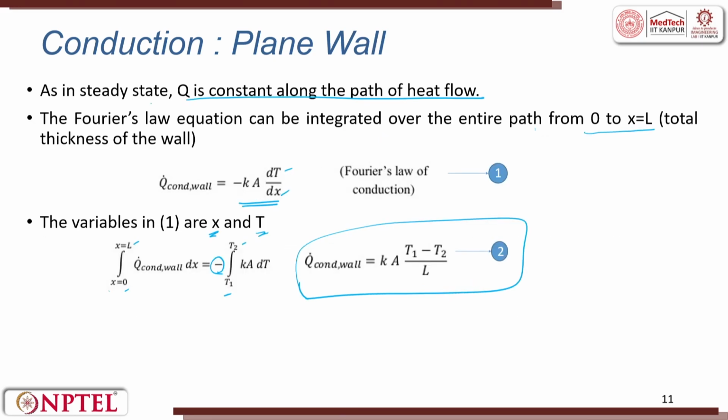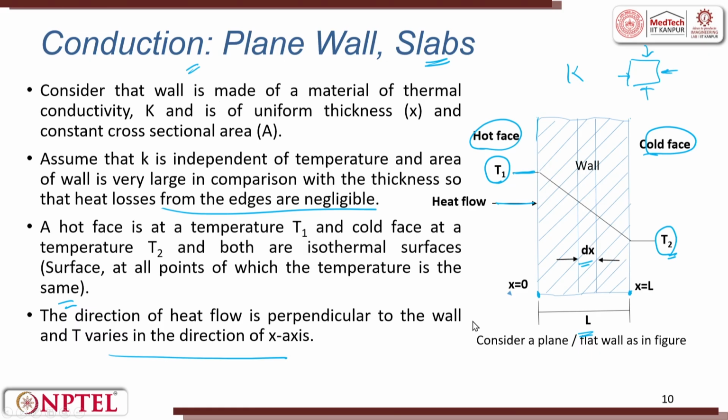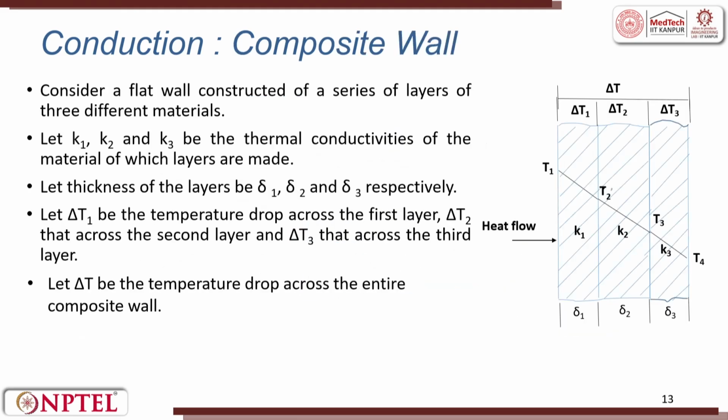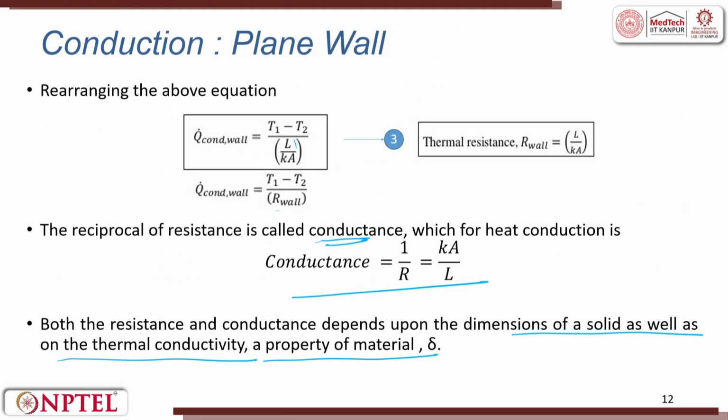So, what did we try to find out? We used Fourier's law, which we studied. We were trying to take a wall or a slab. We were trying to measure the temperatures T1, T2 and the wall thickness. Now, what we will do is, we have found out the conductance.